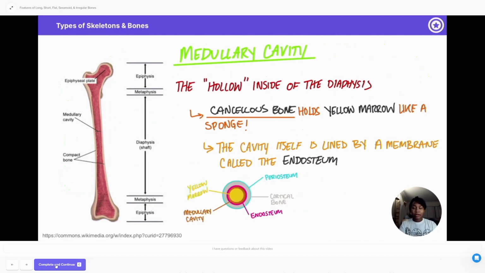If we take a look here, we can see that on the very inside of a long bone, we have the yellow marrow. And that yellow marrow is housed by the medullary cavity. Now, the medullary cavity is surrounded by that membrane called the endosteum. Outside of the endosteum is where we have that layer of cortical or hard bone. And on the very outside of the cortical bone, we have the periosteum, which helps protect that outside layer, and it provides innervation and a source of blood vessels for the bone.